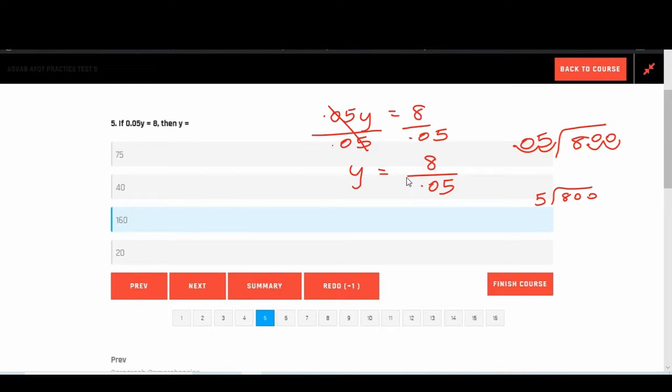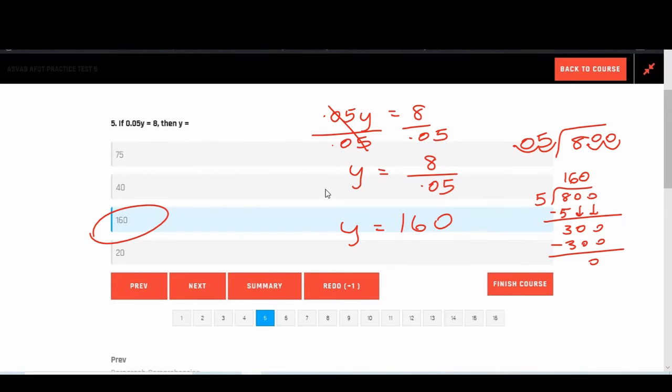And I know 5 goes into 8 one time without going over. 5 times 1 is 5. Subtract. 8 minus 5 is 3. Drop down this 0, drop down this 0. 5 goes into 30 6 times, therefore 5 goes into 300 60 times. 5 times 60 is 300. So we can see there's no remainder. In other words, 8 divided by 0.05 is 160.